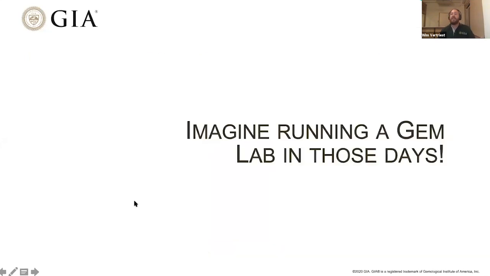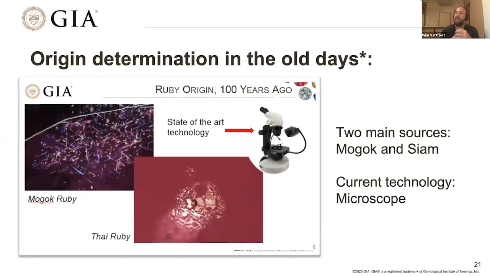Now, of course, imagine if you're running a gem lab in those days. Imagine 60 years ago, 70 years ago, someone comes up to me, hi, I have this ruby and I want to do origin determination on it. And now I'm going to blatantly steal a slide from my colleague, Dr. Aaron Palke, who gave a talk 2 weeks ago on origin determination of field gemology, where he said that if you wanted to do ruby origin 100 years ago, you mainly faced Mogok rubies and Thai rubies. And the distinction between them could be fairly easily made with the state-of-the-art technology of that time, which was the microscope.